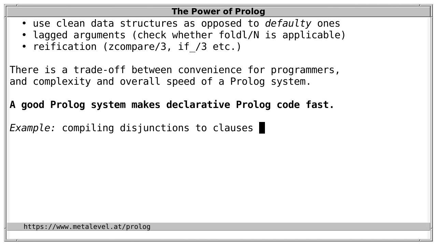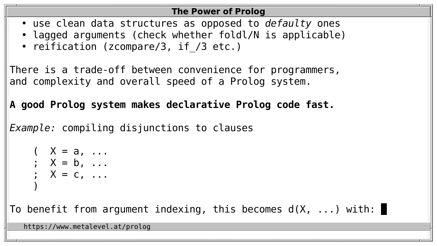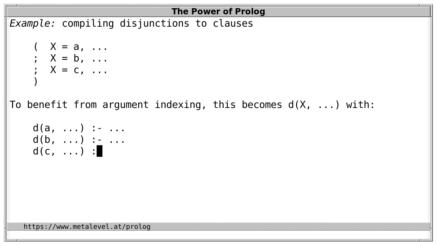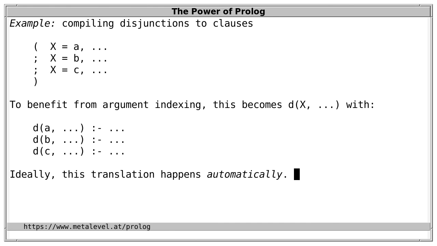For instance, let's consider compiling disjunctions to clauses. Suppose we have a disjunction like this. Then this doesn't benefit from argument indexing, but it's easy to ensure that it does, because what we have here is simply a symbolic disjunction between A, B, and C. And to benefit from argument indexing, we can simply rewrite the disjunction by using a predicate like D, where the distinction is made in the first argument of each clause. And of course, ideally, this translation happens automatically.